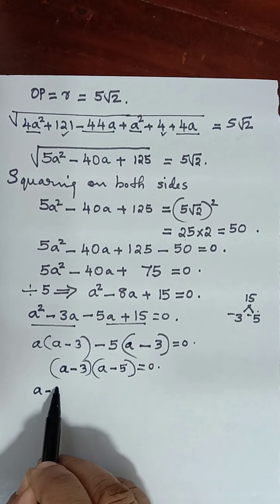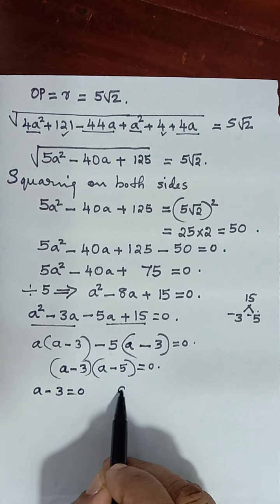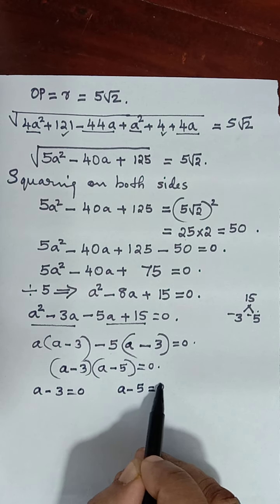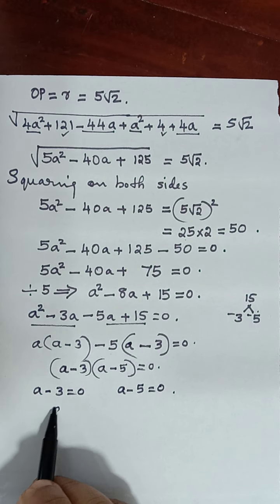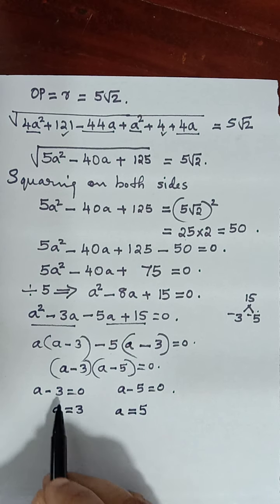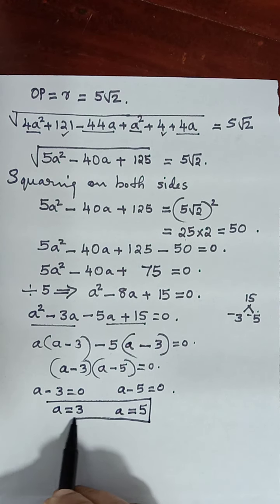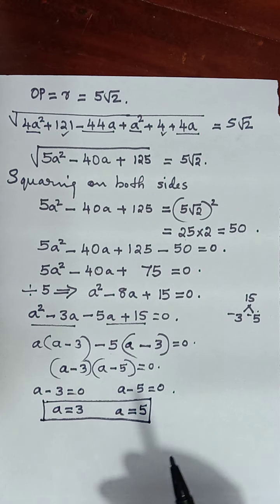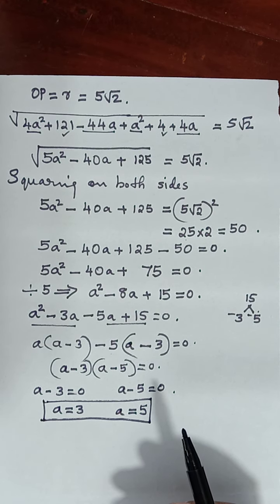That means a minus 3 equal to 0, a minus 5 equal to 0. A is getting two values here. So a is equal to 3, a is equal to 5. These are the two values we are getting for a. So we have found out what is a.